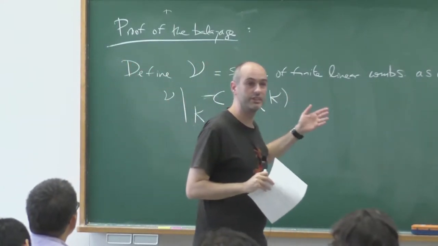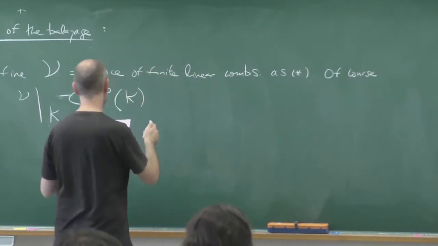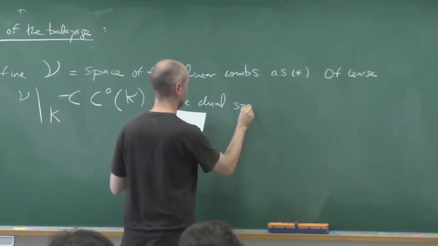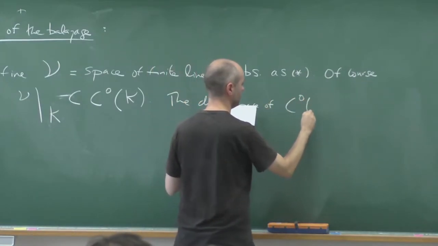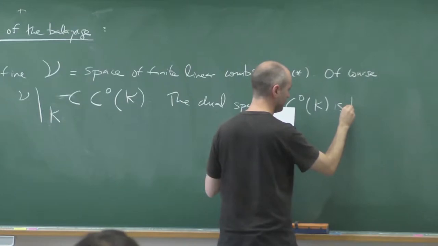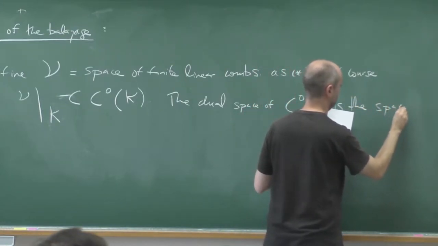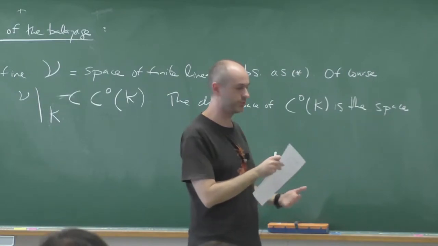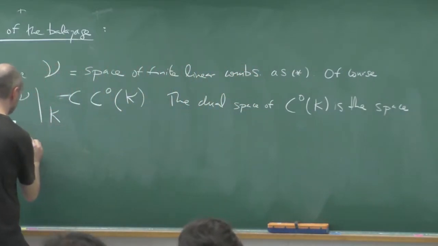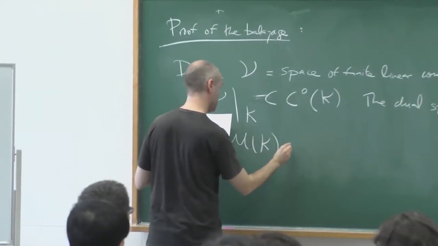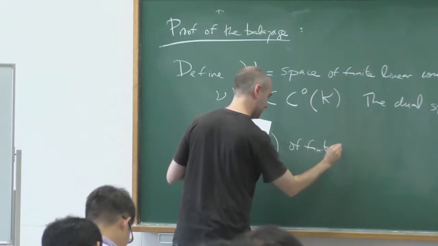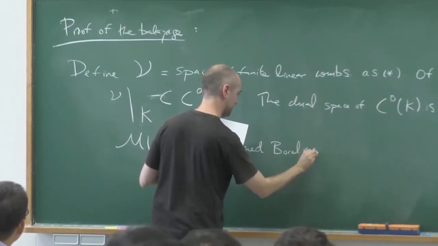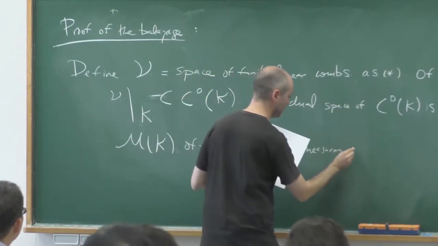So now I'm going to use the Hahn-Banach theorem. I'm going to use the fact that the dual of the space of continuous functions on K is the space of finite measures with sign. These don't need to be positive, they have sign. So in general, you need to include signed measures. It is the space M(K) of finite signed measures supported on K.